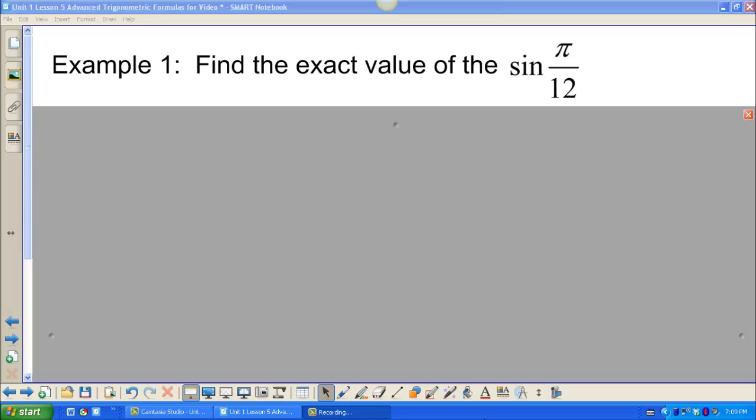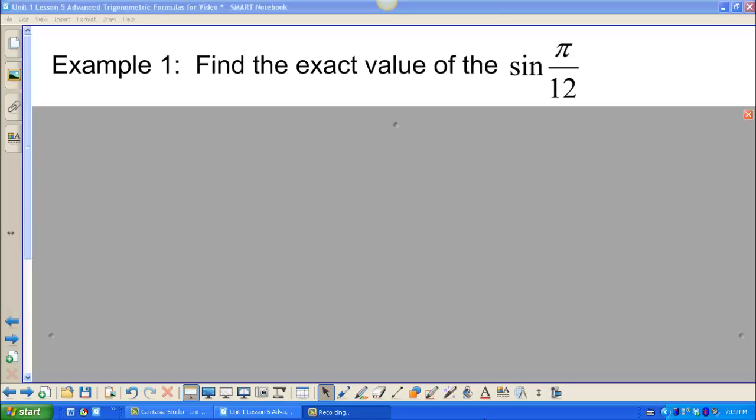And here we are at example 1. We're going to find the exact value of the sine of pi over 12. Again, this is not an angle that we've been able to do an exact value in the past, but if I could represent pi over 12 as a sum or a difference of angles that I already know the exact value of, then I can apply the sum and difference formula to find the exact value.